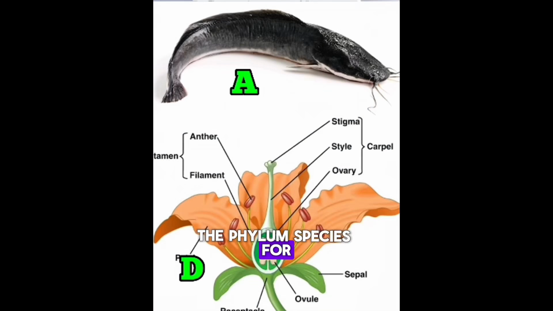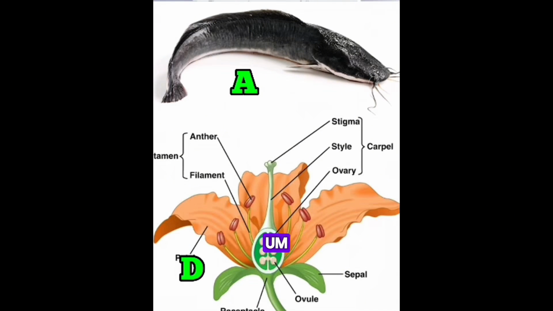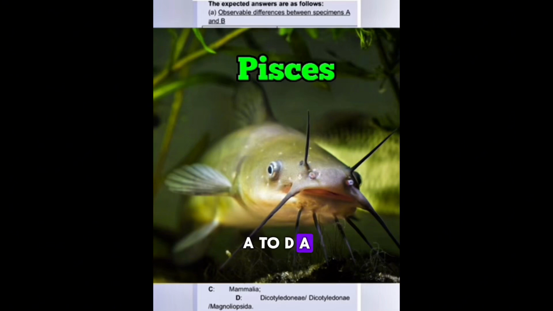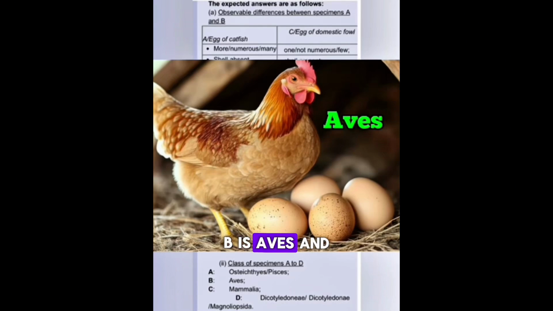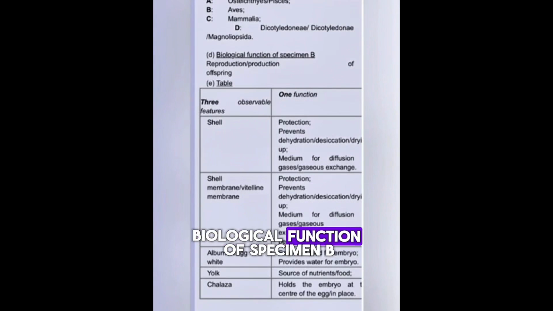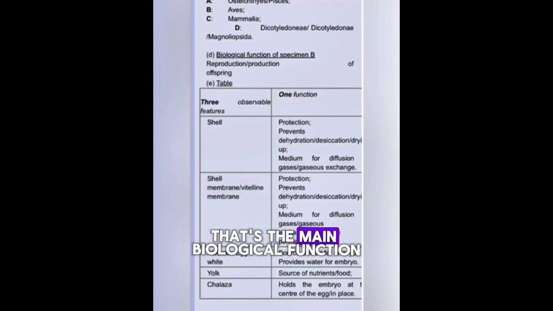The phylum for specimens A and D. For specimen A, the phylum is Chordata. Specimen D is Angiospermophyta, or you say Angiospermatophyta. Any of the two is the phylum. The next question says we should state the class of specimens A to D. A is pisces, B is aves, C is mammalia, and D is dicotyledonae. The biological function of specimen B is reproduction, to produce offspring. That's the main biological function.